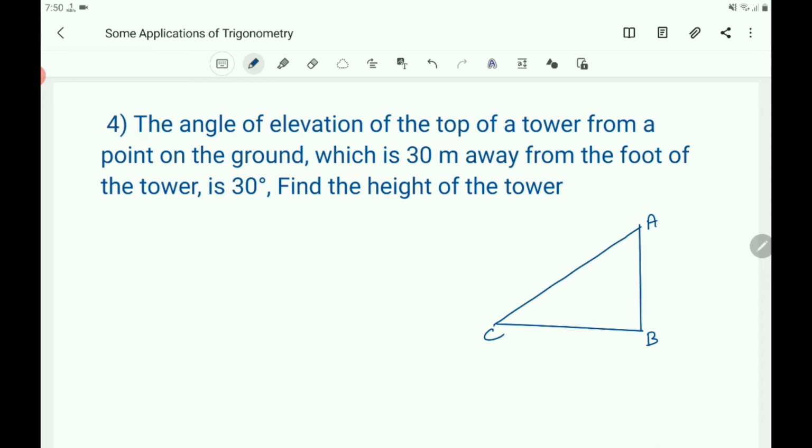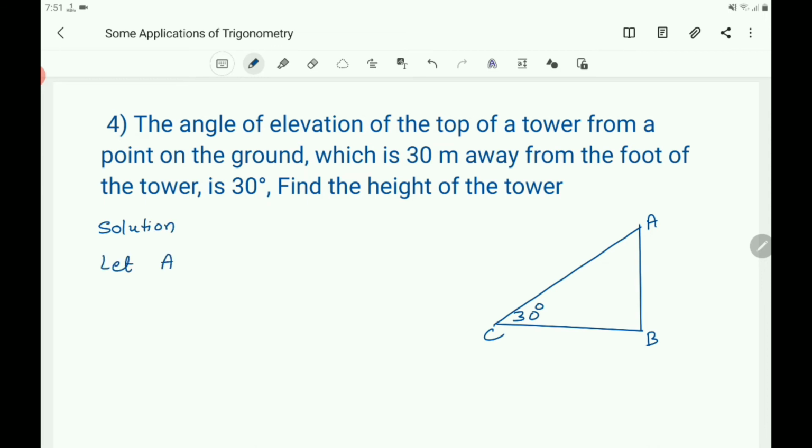Here angle C is equal to 30 degree. The angle of elevation of the top of a tower from the point C, which is on the ground and 30 meter away from the foot of the tower, is 30 degree. The angle at C is 30 degree and we have to find the height of the tower. So let us write the solution here.